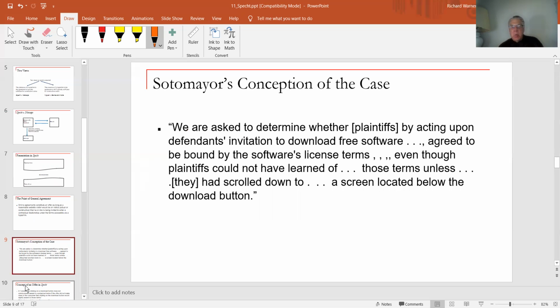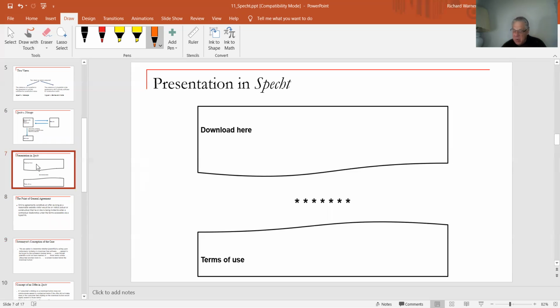And the judge in this case is Sotomayor, when she was a federal appeals court judge. Sotomayor is now on the Supreme Court, a very famous judge. But this is an appeals court decision by Sotomayor. So her conception of the case is exactly like ours, the one we were just talking about in the slides and in this video. She says we're asked to determine whether plaintiffs, Specht, acting upon defendant's invitation to download the software, Netscape's invitation to download the software, agreed to be bound by the software license terms, even though plaintiffs could not have learned of those terms unless they'd scrolled down to a screen located below the download button. So in other words, is this enough for a manifestation of a willingness to enter a bargain? Equivalently, enough to put a reasonable website visitor on notice that he or she is being invited to enter a contractual relationship?